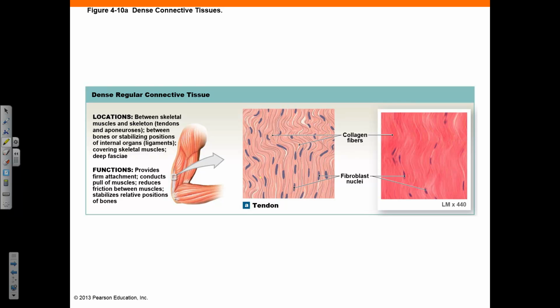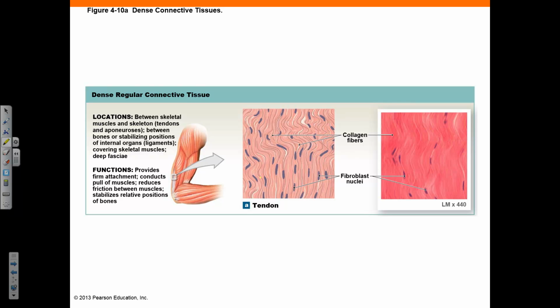Two types of dense connective tissue include the dense regular connective tissue and the dense irregular connective tissue. The dense regular connective tissue is also known as fibrous or collagenous tissue and is composed of tightly packed parallel collagen fibers. These fibers are well organized here. This tissue provides attachments, conducts the pull of muscles, and stabilizes bone positions.